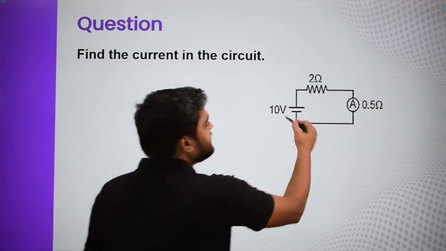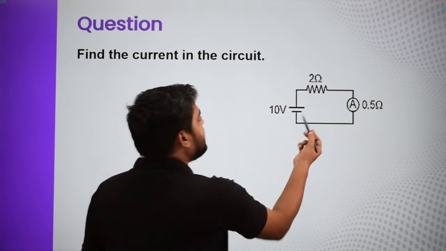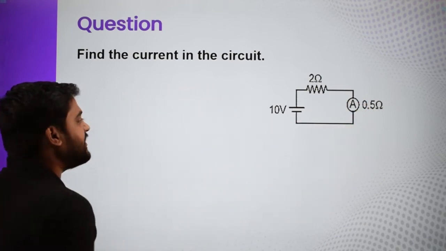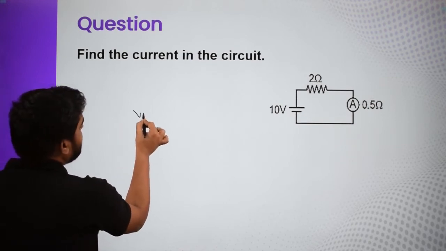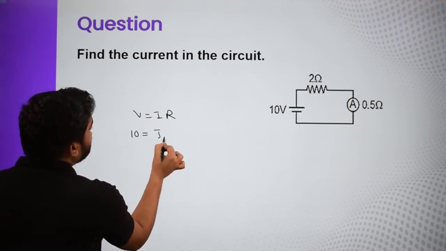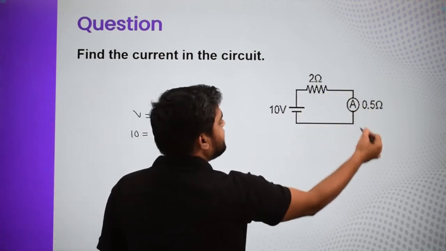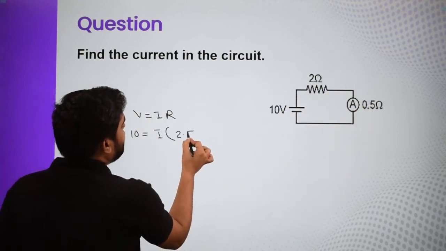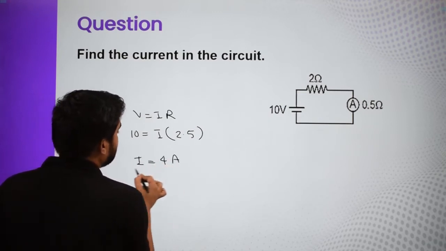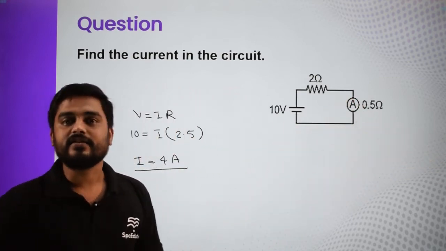So similarly, we just have to treat the ammeter as a normal resistance, and I will say that the current in the entire circuit is the same as the reading of the ammeter. I'm just applying V = IR again. So the total voltage is 10 volt, and the current I have to find. The total resistance is 2 ohm plus half ohm, because these are in series, so I'll say it is 2.5 ohm. That gives me I = 4 ampere. So here also the reading of this ammeter is 4 ampere, which is also the current in the entire circuit.